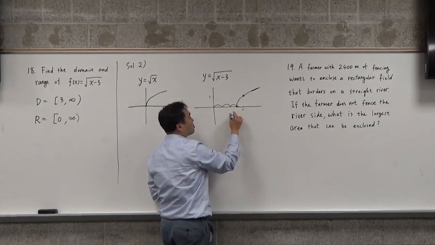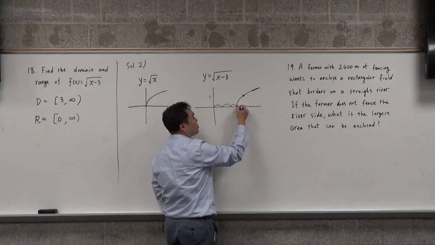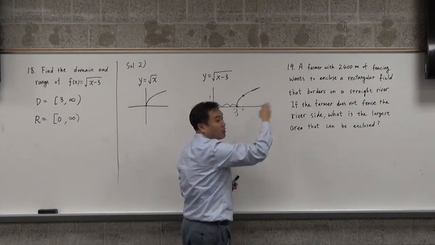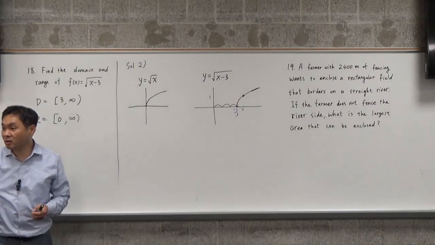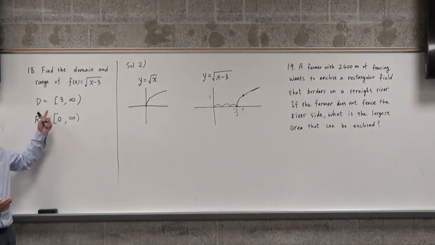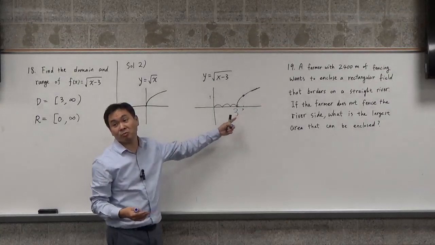Because we move 3 steps to the right, this point is 3, right? So you can see that the x values start from 3, and you can keep going right. As you go right, you get all the numbers after 3. Is that clear? So that's why the domain is 3 to infinity just from the graph.